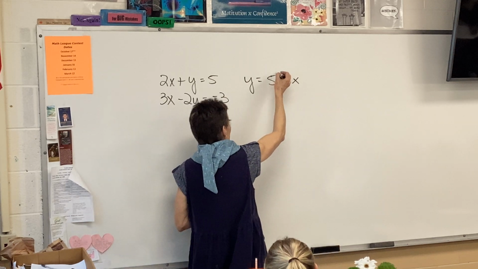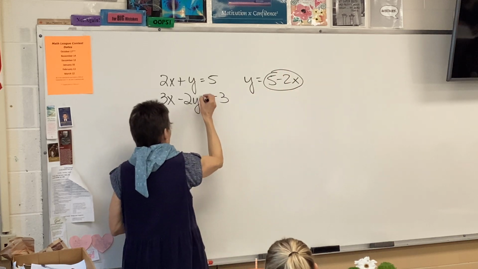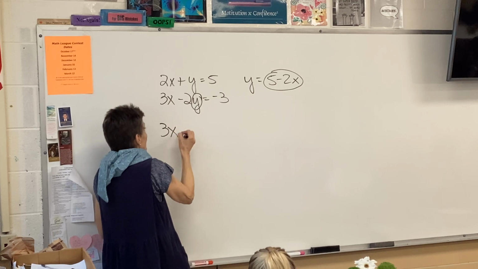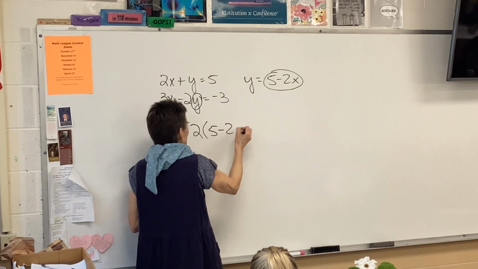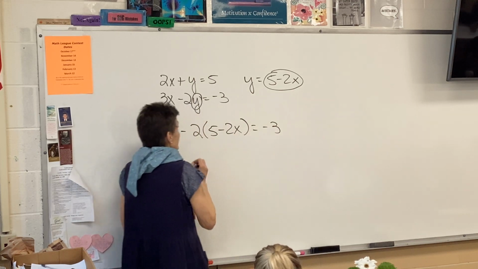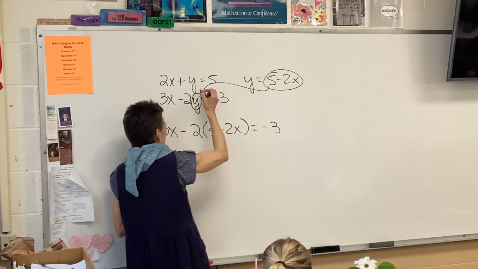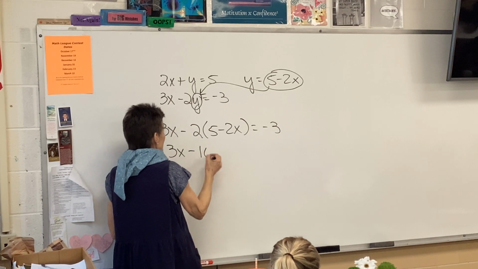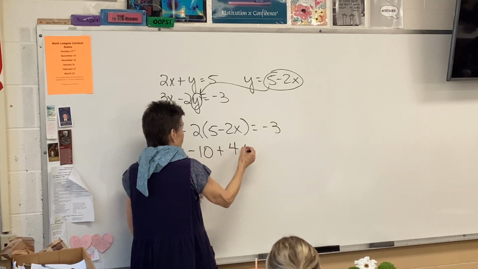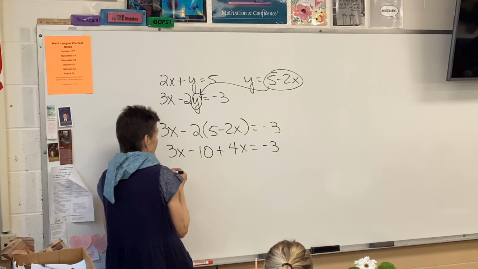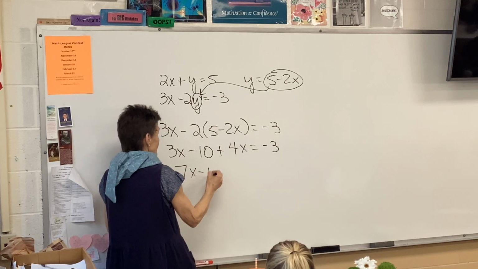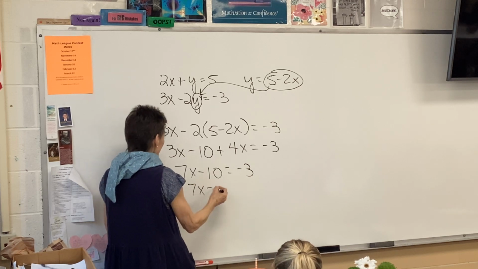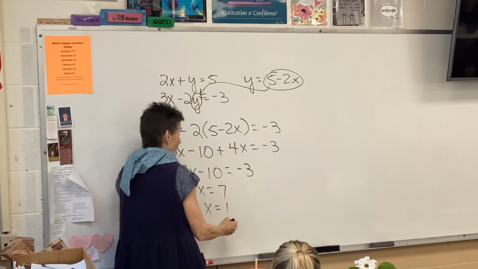And then I will take this and substitute it in for y. That's what y equals, so I can put it in there. So 3x minus 2(5 minus 2x) equals negative 3. So I'm taking this right here and plugging it in right there. Then I do my distributive or whatever I need to do. Collect like terms. And it looks like x equals 1.